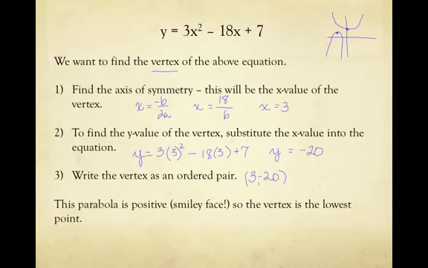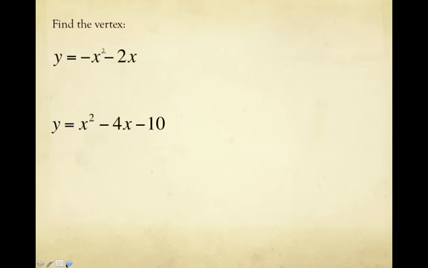So this parabola, were I to graph it, would look like a smiley face. It is an upward facing parabola, and so my vertex was at the lowest point. So 3, negative 20 was the lowest point of the parabola, and it went up on either side from there. Okay, so I have 2 equations here, and I want you to find the vertex of these 2 equations. Pause your video and remember to find the axis of symmetry, then plug in your x value to find your y value to get the ordered pair for your vertex.